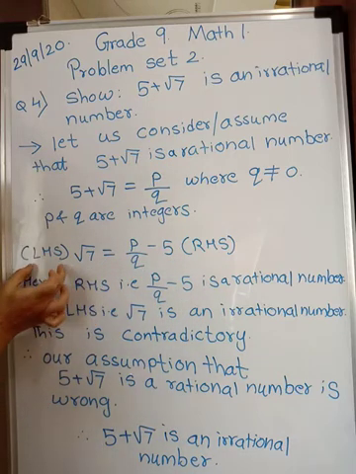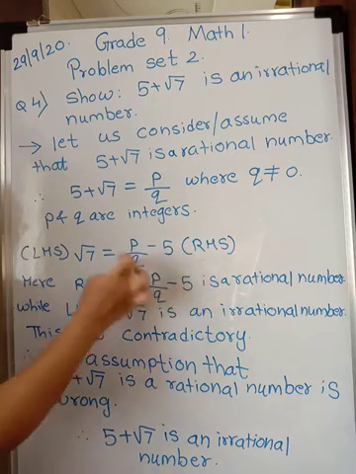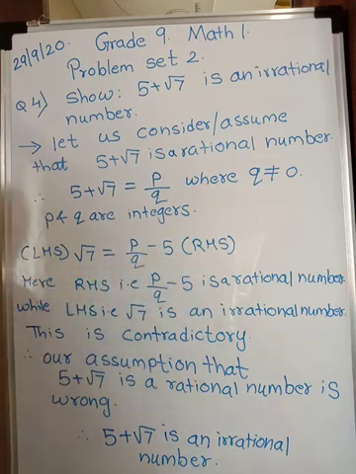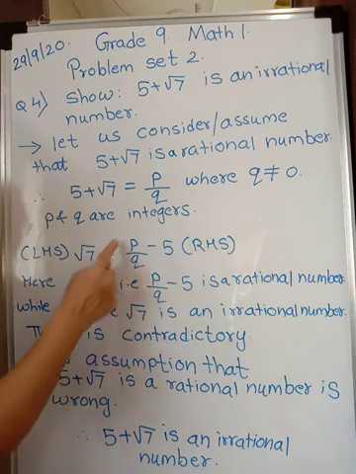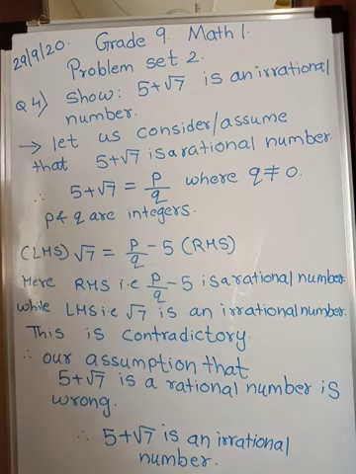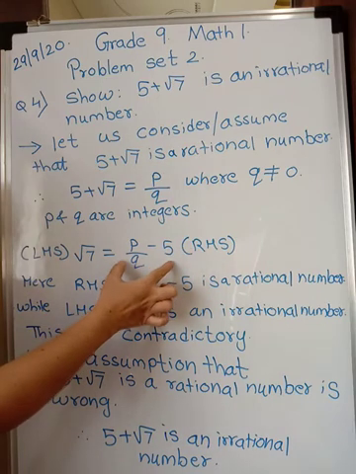Now see, this is your left hand side and this is your right hand side. Look at the right hand side. p and q are already integers. Minus 5 is also an integer. So this whole answer, whatever we are going to get, is nothing but a rational number. So RHS will be a rational number.